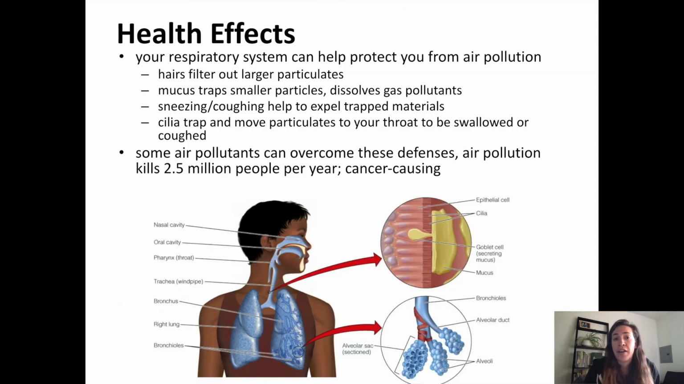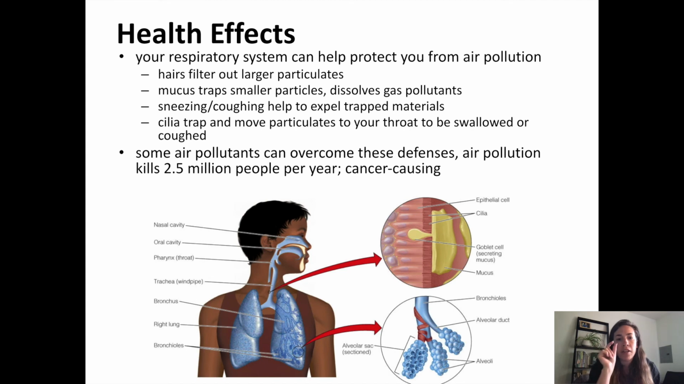And so what are the effects? Well, your respiratory system, like I said, can protect you from air pollution by filtering out some of these particulates. Larger particulates are going to be trapped by these cilia, which line your epithelial cells and can actually grab onto particulates and trap them, and you're going to move them out of the respiratory system. So the cilia work together to actually move those materials up. When you sneeze, when you cough, you're actually expelling a lot of those trapped materials.